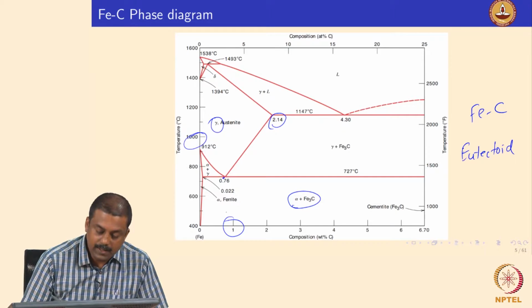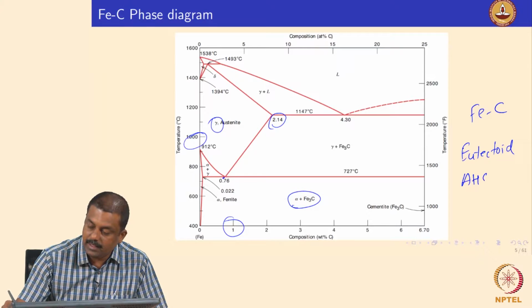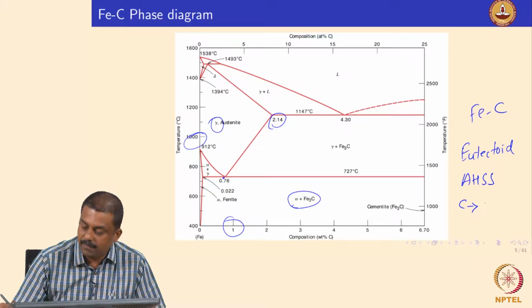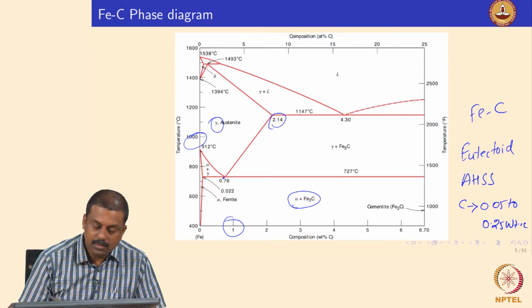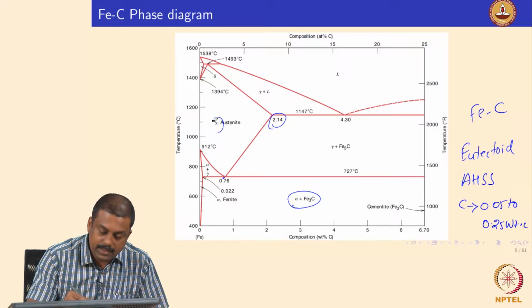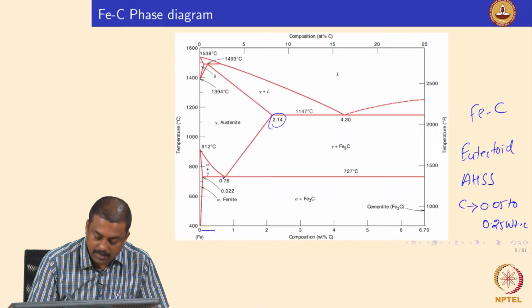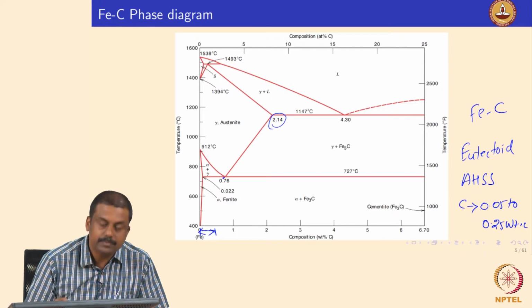It's very important. In this course, as I said, we will be looking at advanced high strength steels. Generally, in advanced high strength steels, the carbon concentration varies from say 0.05 to not more than 0.25%. So our carbon concentration range lies somewhere over these regions.